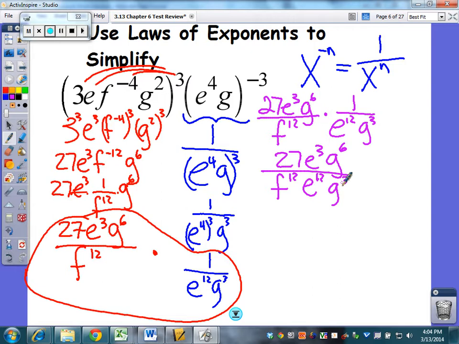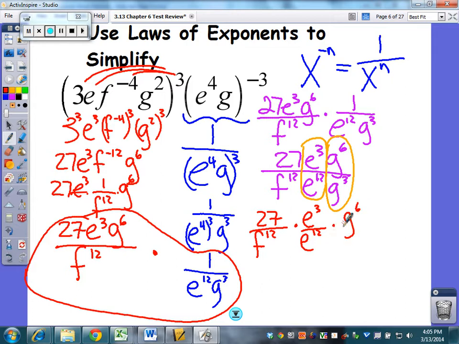We're not done yet though, because we can group these together. All right? So this is the same thing now as saying 27 over f to the 12th times e to the third over e to the 12th times g to the 6th over g to the third.